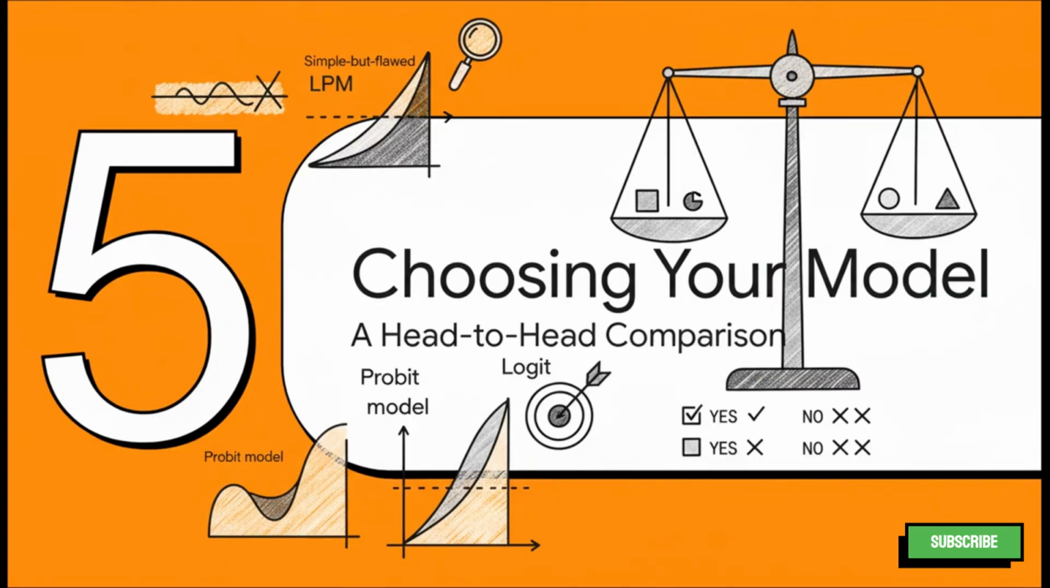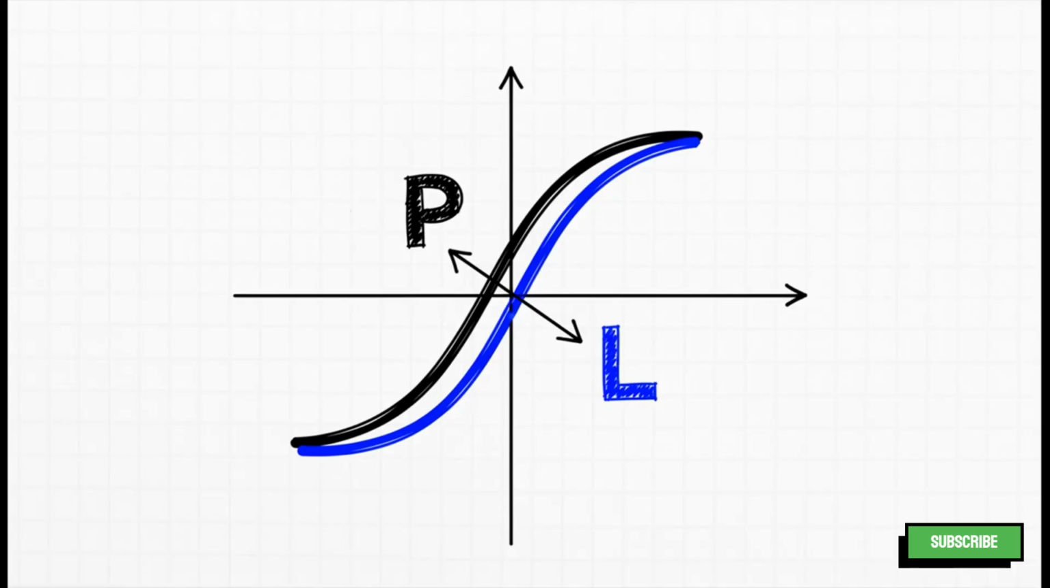All right, so we've got our three contenders, the simple but flawed LPM, and our two sophisticated S-curves, Probit and Logit. So how do they really compare when you use them on real data? And here's something that might surprise you. Even though the math under the hood is totally different for Probit and Logit, in practice, they usually give you almost the exact same answer. The choice between them often just comes down to what's common in your particular field.